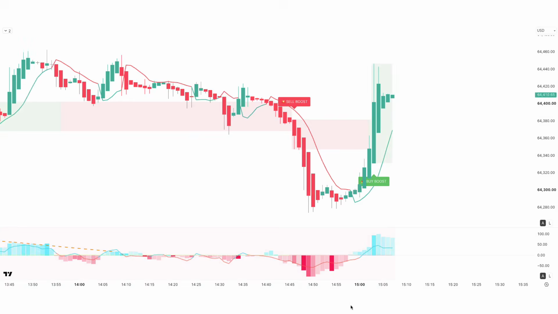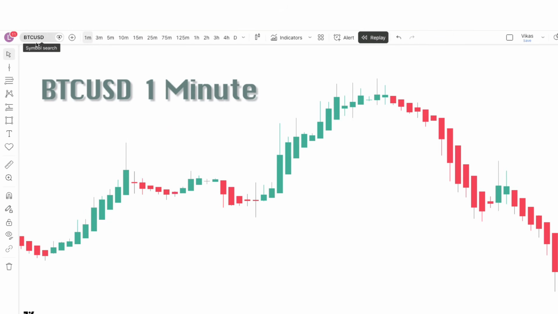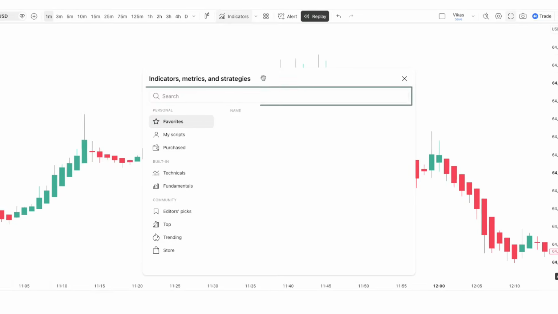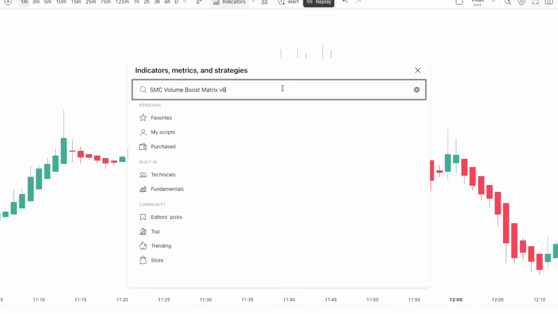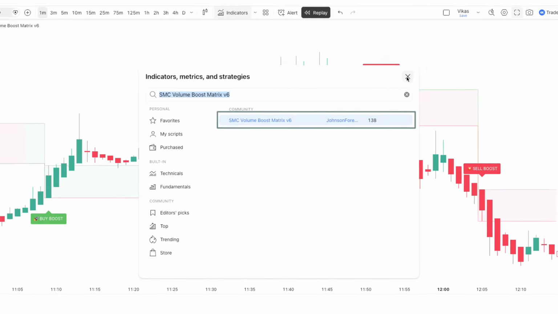Now we tell you how we want to trade. Let's start the video. We open the BTC/USD 1-minute chart. And don't sweat the time frame either. Next, you'll want to find those magic indicators. Head over to the Indicators tab and search for the SMC Volume Boost Matrix V6. Select the indicator made by Johnson 4 and add it to the chart.